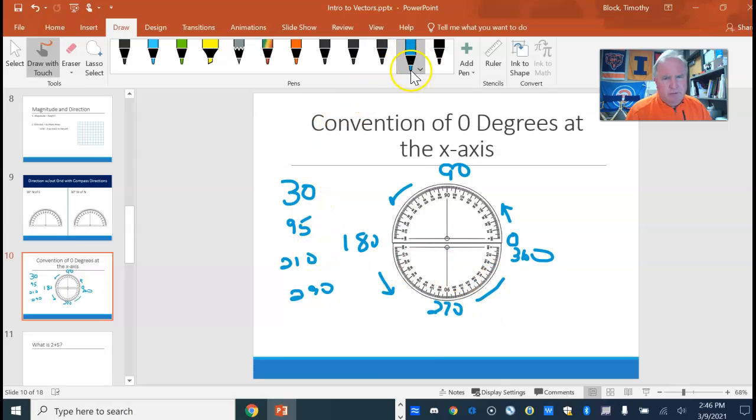The 30-degree one would just be straight up this way to 30. I guess that's maybe 40, but anyway, it's 30. That would be that direction. 95 would be right there, just a little bit off of 90. 210, well, this is 180, so plus 30 more would be this way. And 290 would be this way.